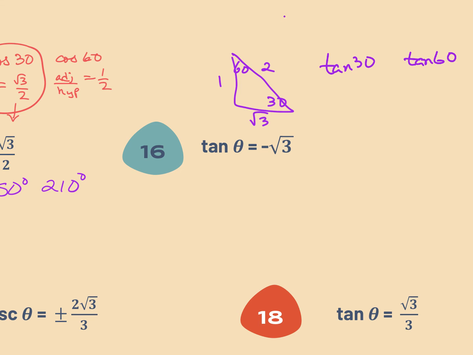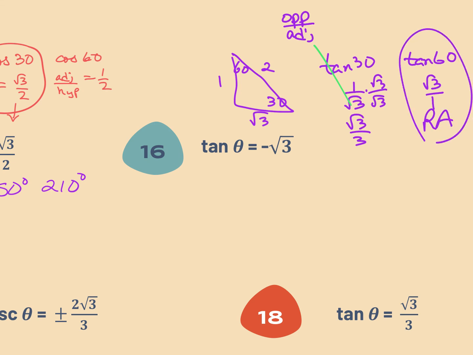Tangent, remember, is opposite over adjacent. So in reference to the 30, opposite is 1, adjacent is root 3. I need to rationalize. So tangent of 30 is root 3 over 3. This one didn't work. So now let's try the 60. Opposite to 60 is root 3. Adjacent is 1. So I can see my reference angle is the 60.